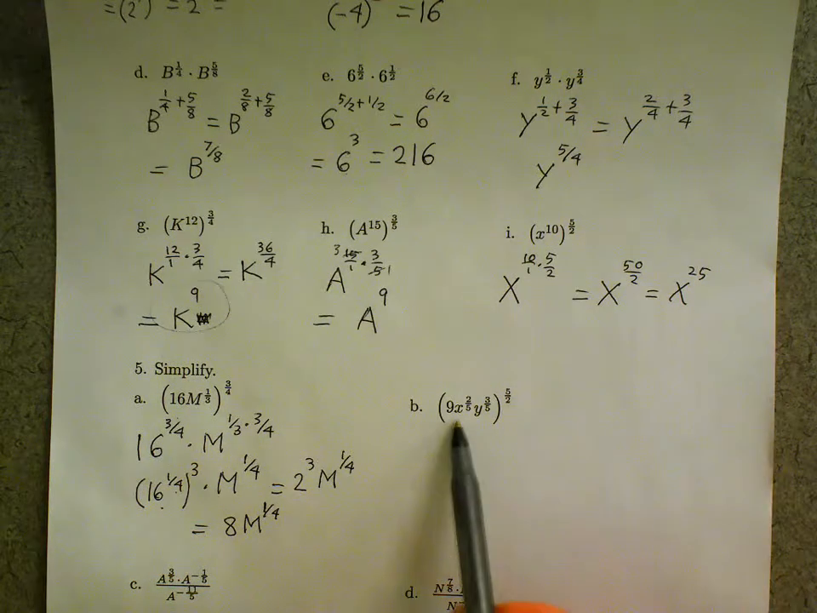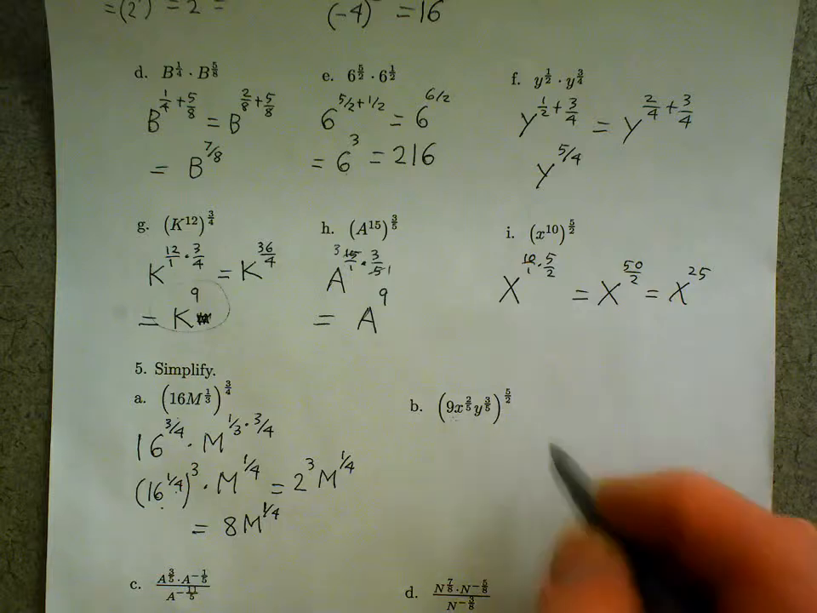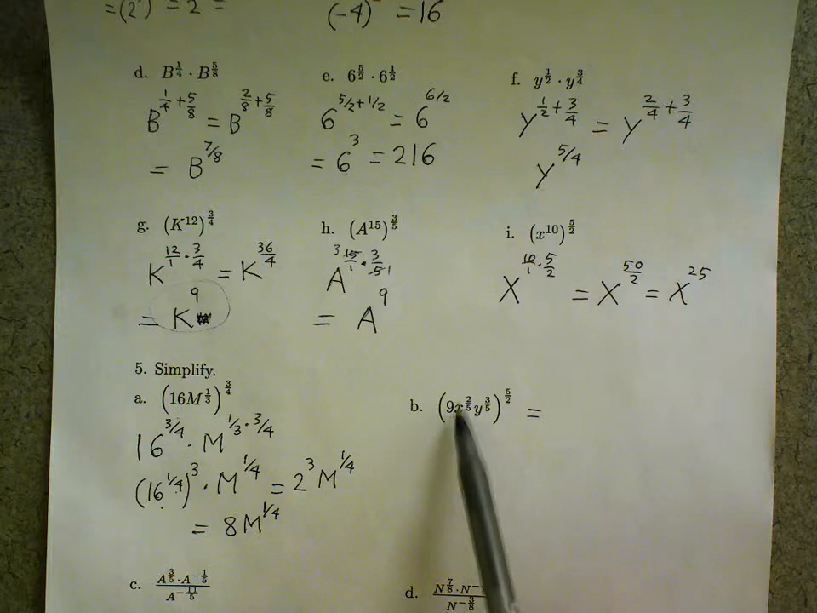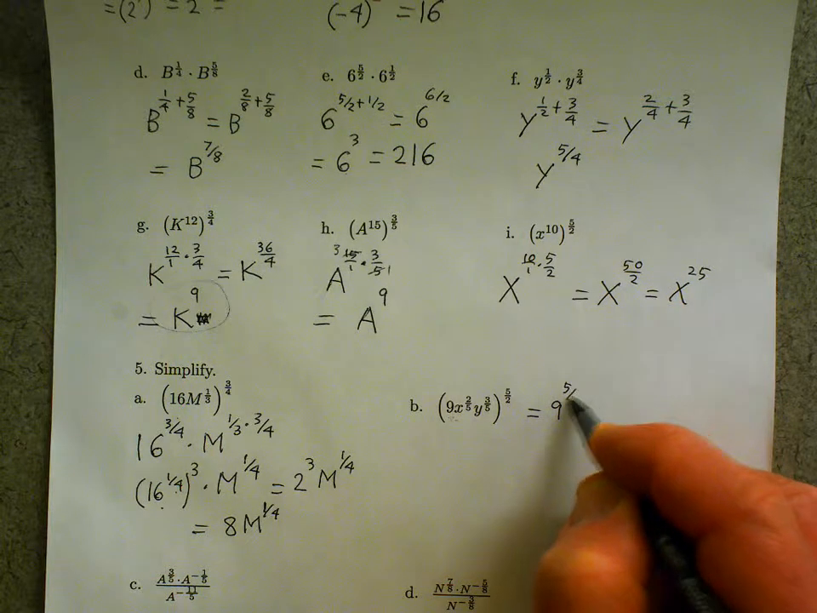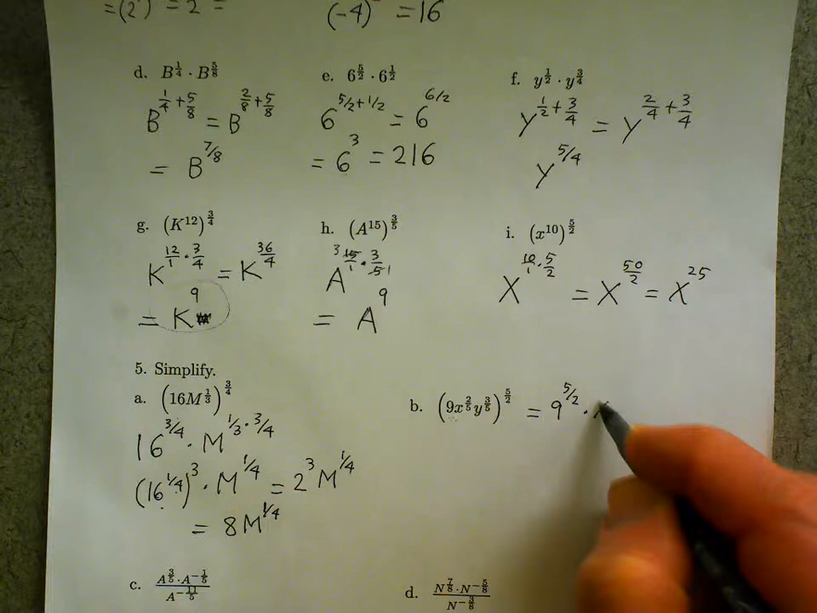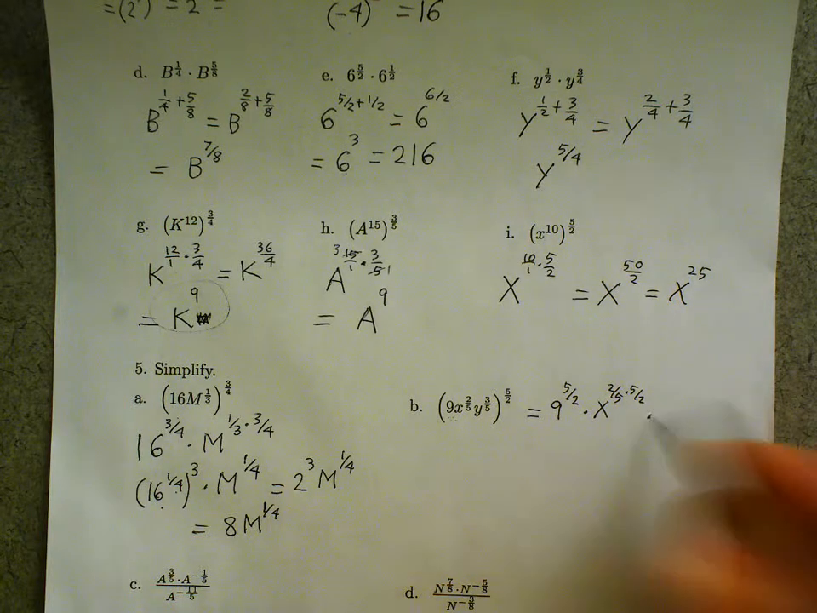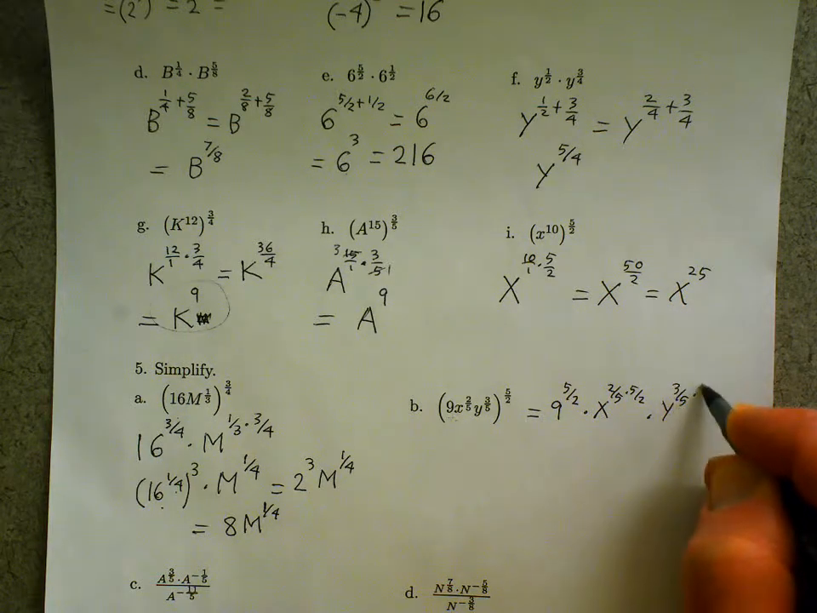All right, the next one, a little more going on here. 9 times x to the 2/5 times y to the 3/5 is all raised to the 5/2. So remember the exponent of 1 on the factor 9. So when we apply the outer exponent, we get 9 to the 5/2 times x to the 2/5 times 5/2 times y to the 3/5 times 5/2.